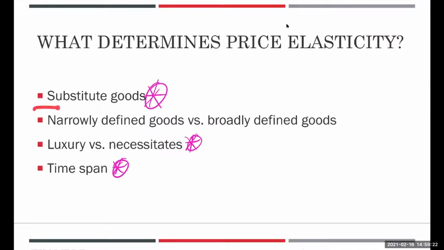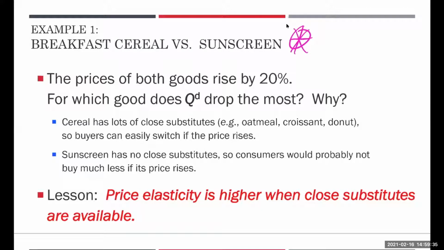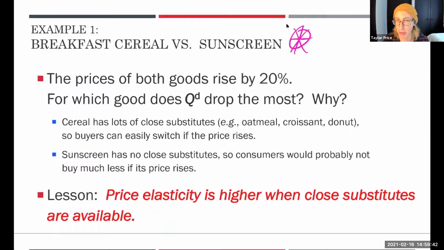So the first one is a substitute good. Professor, I have a question. When it's elastic and the quantity demanded changes and the price normally stays the same, which type of elasticity would that be? Say that one more time. I think it kind of cut out at the end.